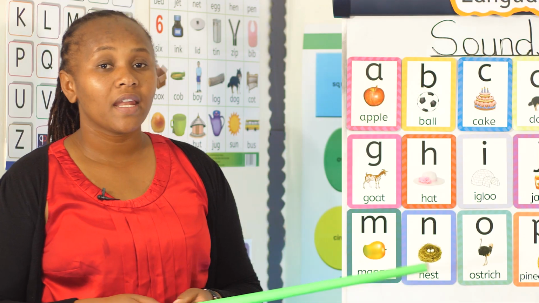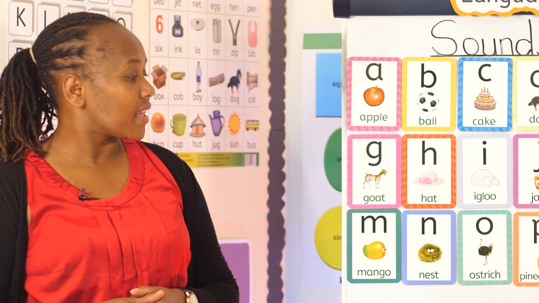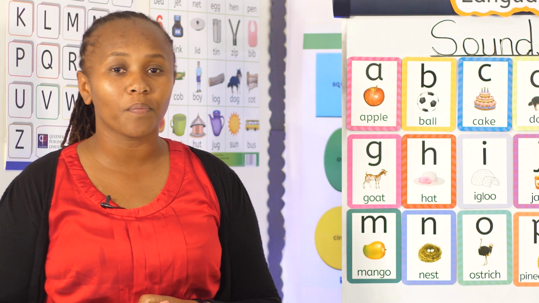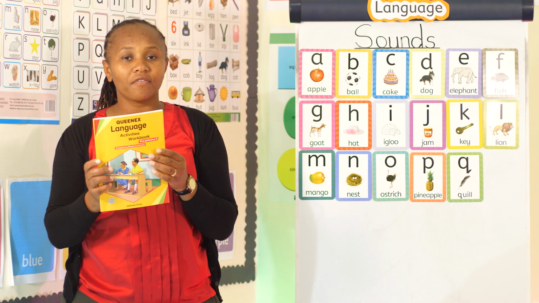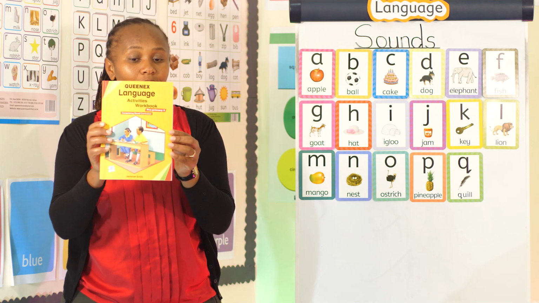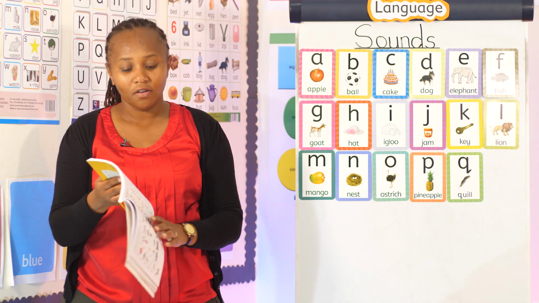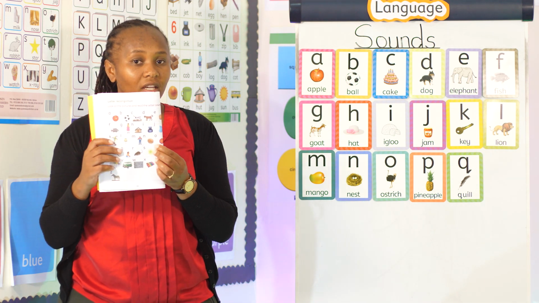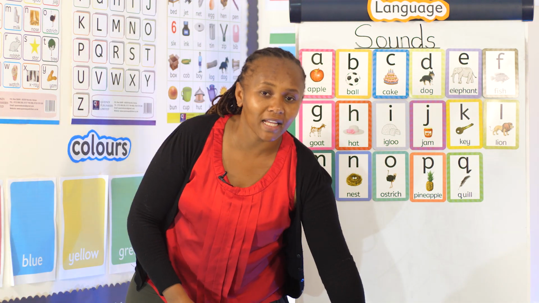Okay? Now we are going to read up to sound K, and then you can read this work from this nice book here. Okay, I have all the sounds in this book. Look at it nicely. It's on page 44. Read the sounds and the pictures. Okay, good children. Well done.